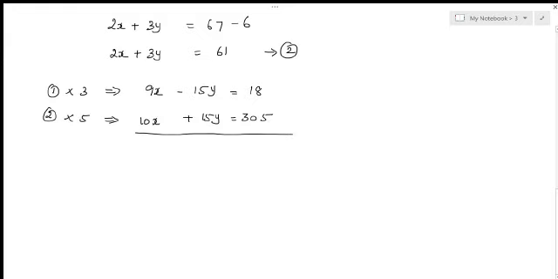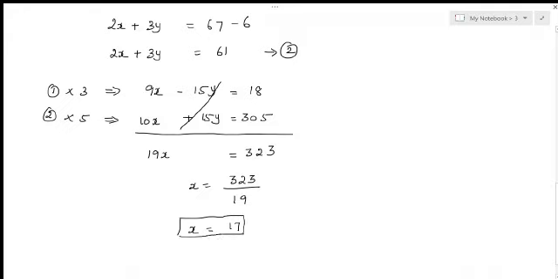We have multiplied the first equation with 3 and the second equation with 5. So when I eliminate, variable y gets eliminated. 9x plus 10x will give us 19x equal to 18 plus 305, which gives us 323. So x equal to 323 divided by 19. This will give you 17. So the x value is 17.